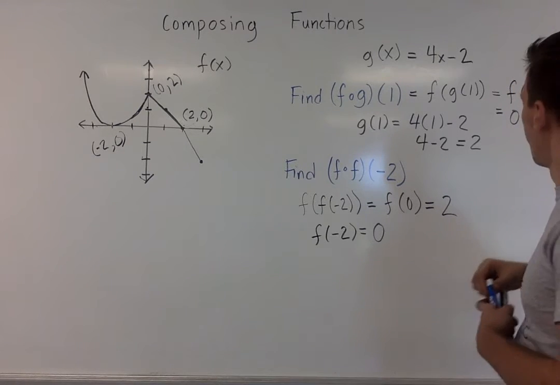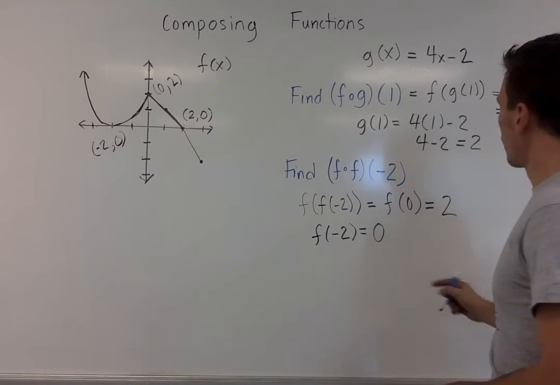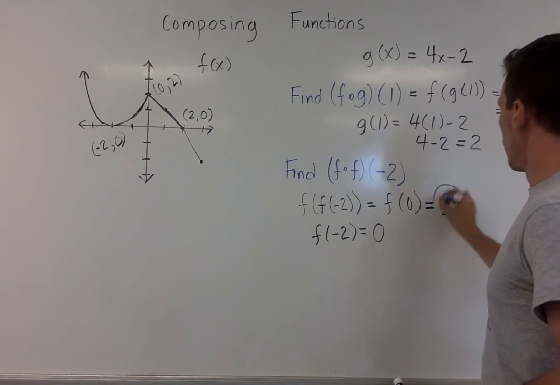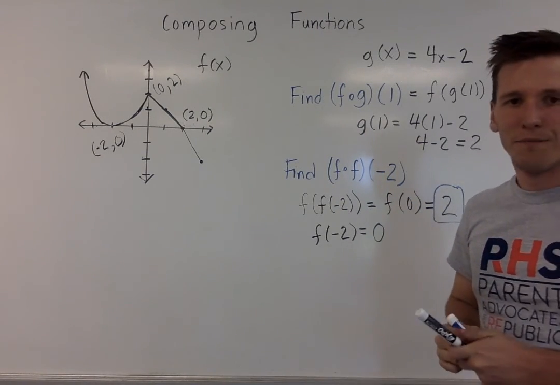So f of g of 1 is 0, f of f of negative 2 is a positive 2. Pretty simple.